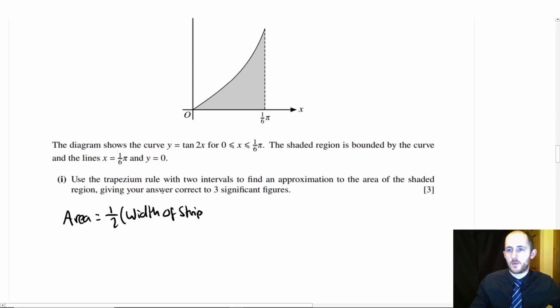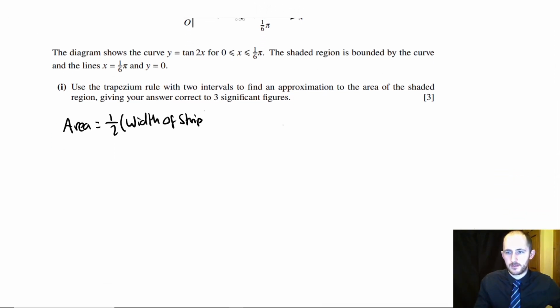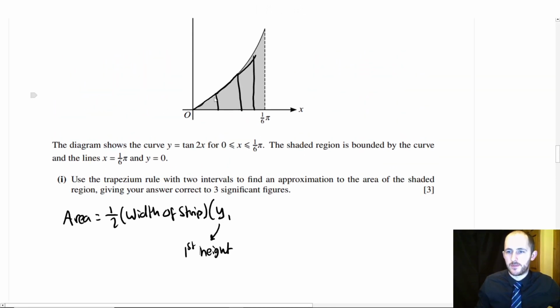So again, just to visualize what we're doing here, what we're basically doing is breaking this down to a series of strips, which would then be trapeziums, right? Which would give us an estimate for the area under the curve. So, half of the width of the strip multiplied by y1, which is the first y value, so first height. So in this case, it would be whatever this y value is here. It's just the first y value, okay?